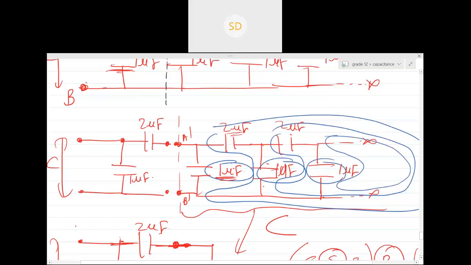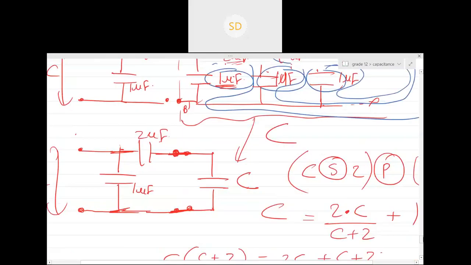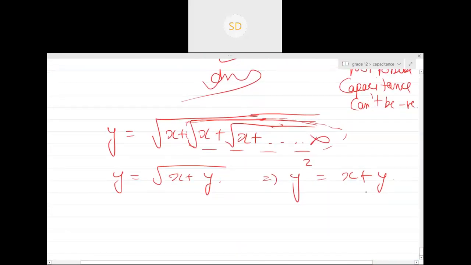Are you getting my point? Yes sir. So basically, it's like that. It's a little bit difficult circuit, but they are very common. That's why I told you how exactly you deal with these types of circuits. You take 1 unit out, and don't worry, we'll do some more questions on resistors as well. Anyways, then it's just a quadratic form. So y square minus y is equal to x. Are you getting my point?